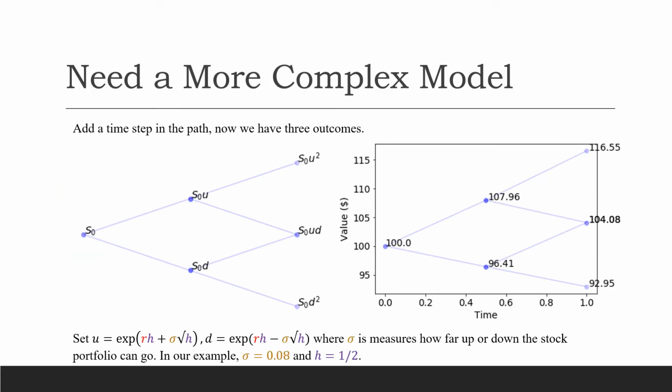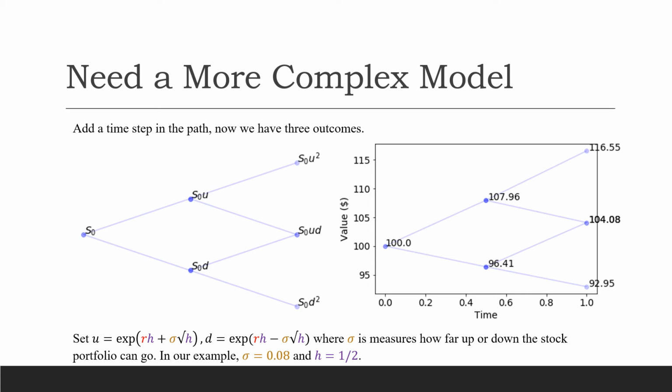You might come back to me and say, Gabe, this is a very simple model. This is not realistic. The stock market can have much more than two outcomes. And this is obviously true. And I want to build towards a more realistic solution. So let's do that. Let's add a time step in the path, and now we have three outcomes. While 3 is not much better than 2, we can approach a more realistic model as we add more and more time steps.